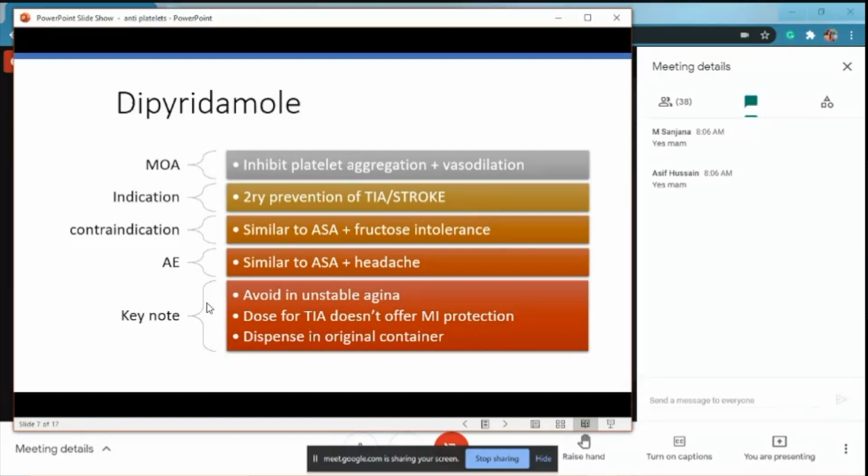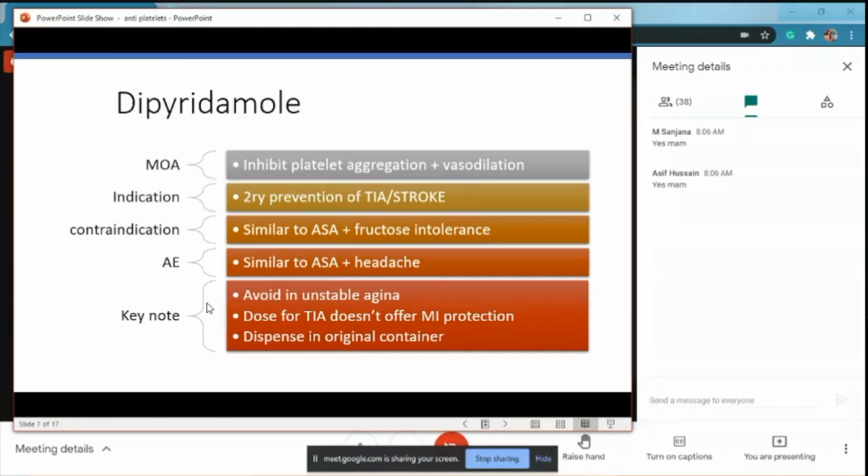And the key note to remember here is we have to make sure to avoid unstable angina. Why? Because it has a vasodilation action. Otherwise, we can use aspirin in unstable angina, right? And to decrease the mortality in patients, we use aspirin in unstable angina. But here we have to avoid it, because of the vasodilation action it can cause reflex tachycardia, which is not good for unstable angina. So we have to avoid it in unstable angina.